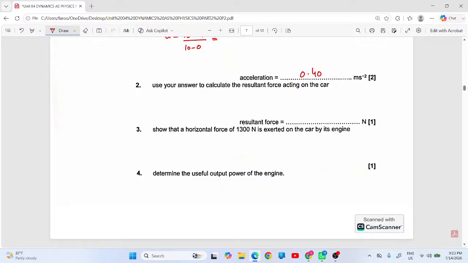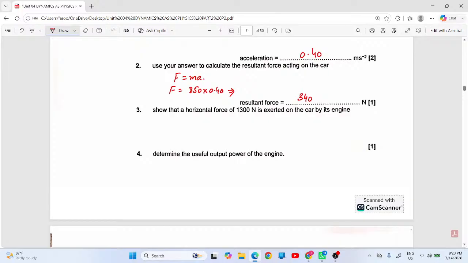Use your answer to calculate the resultant force acting on the car. F equals ma. Equals, mass was given, 850, times 0.40. The answer is 340 Newton.